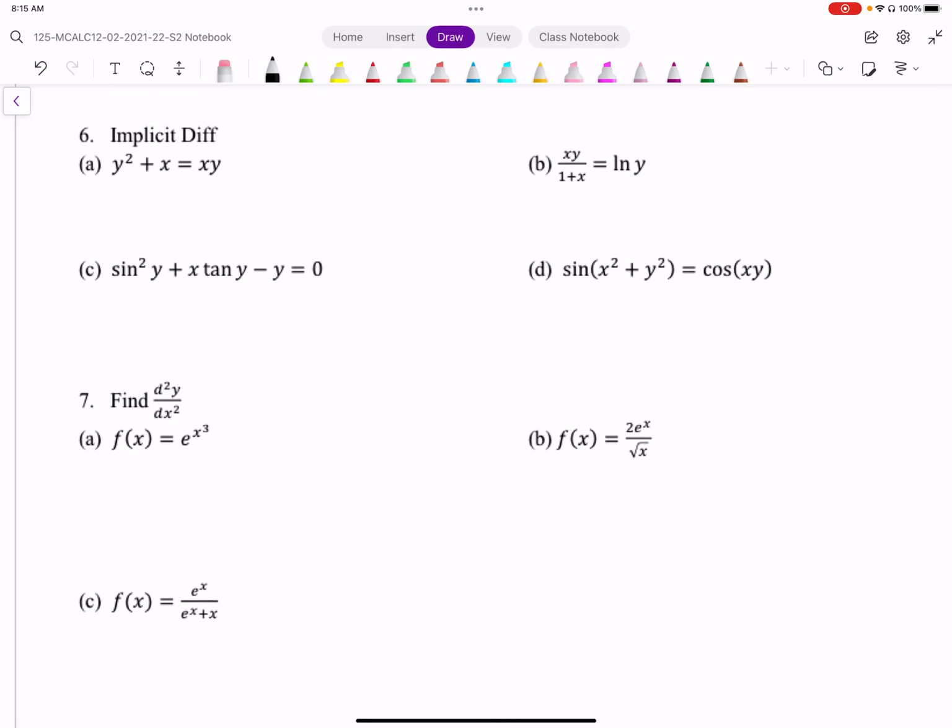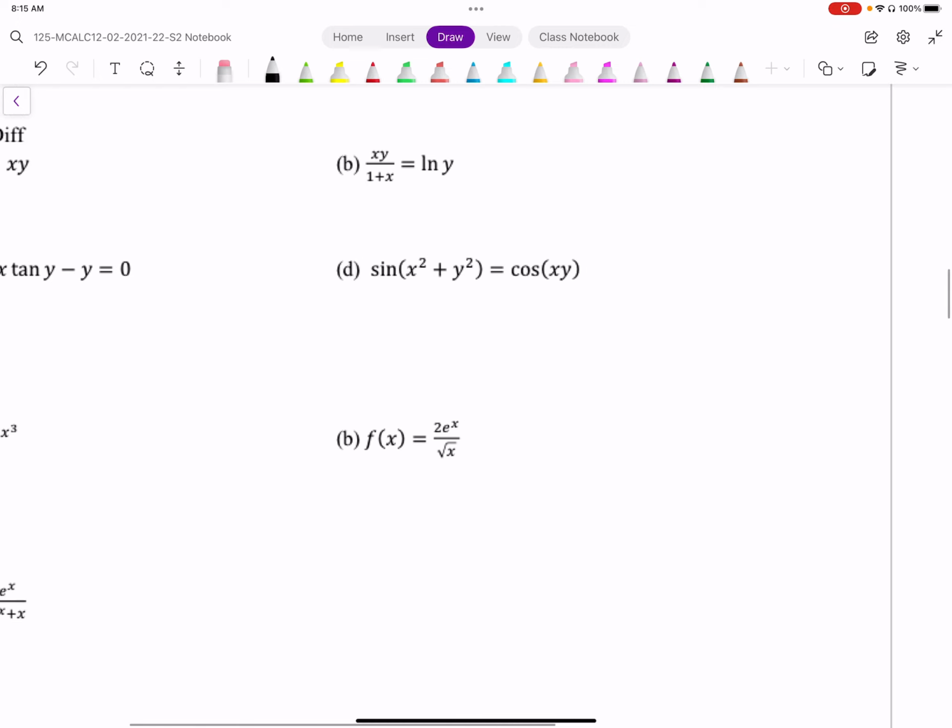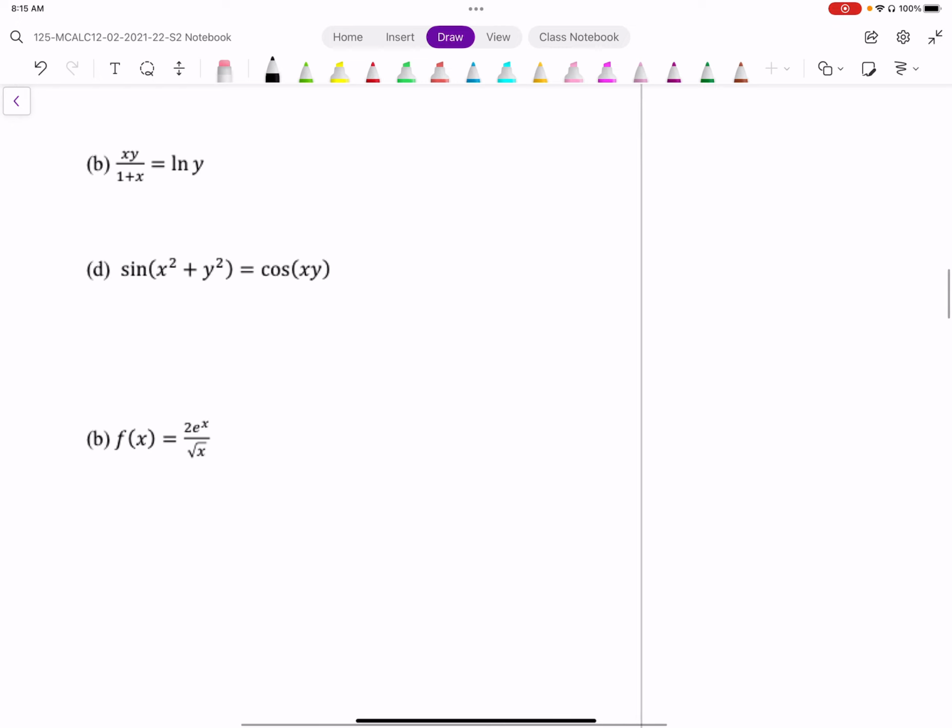Question 6b. We can implicitly differentiate this a few different ways. So I'm going to show you another rearrangement of this, and this is doing this so that we don't have to apply the quotient rule. So it's going to look like this. We're going to do xy is equal to 1 plus x log y. Okay, and then we're going to differentiate this implicitly.